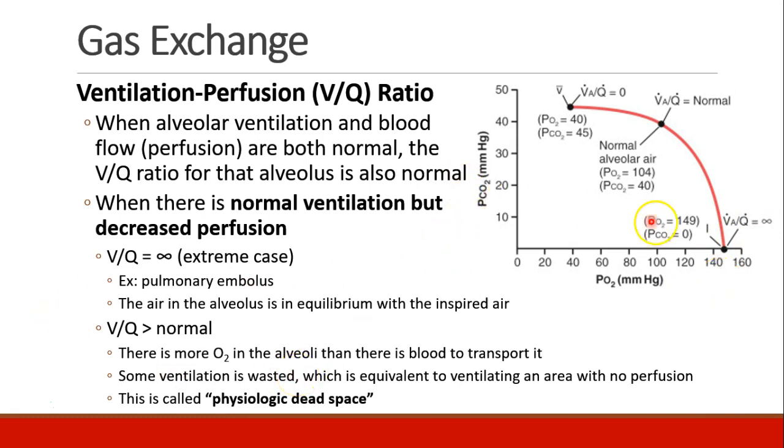But we can have patients whose VQ ratio is greater than normal. And in these cases, we have more oxygen in the alveoli than there is blood to transport it. So we have some wasted ventilation. We're over-ventilating these alveoli since they don't have good blood flow. And we call this physiologic dead space.